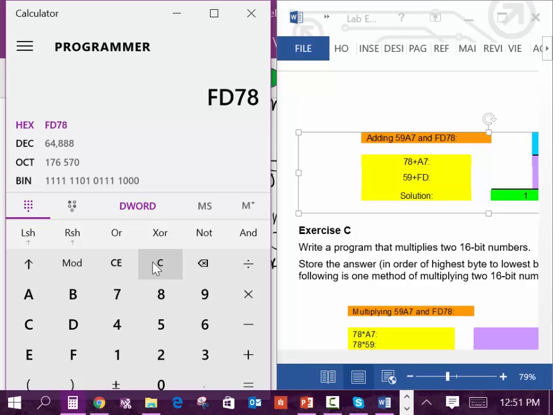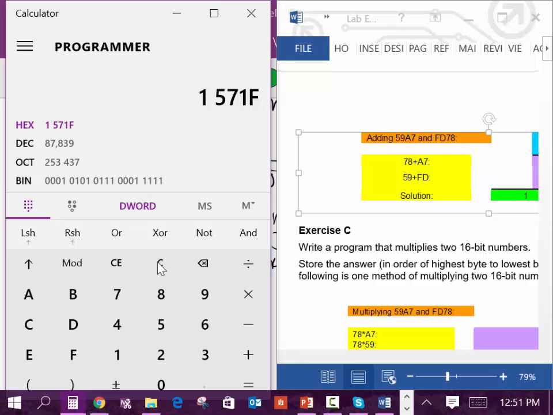Okay, let's clear all over again. I'm not using my calculator, right? 59 A7 plus FD 78 equals. All right, that's the answer we should expect to see right there.